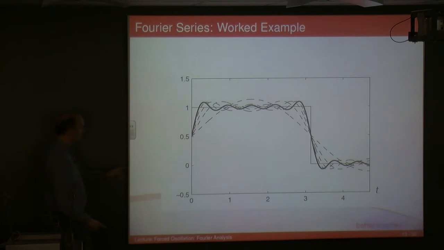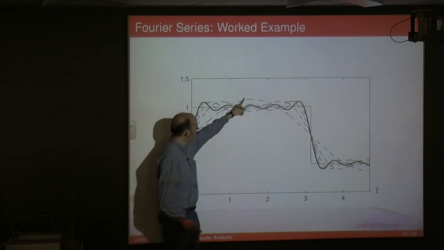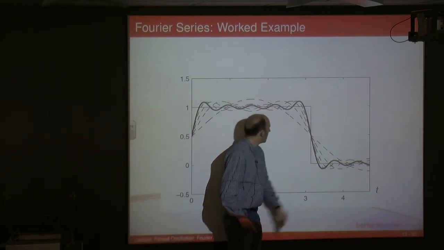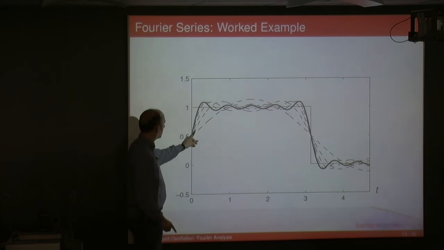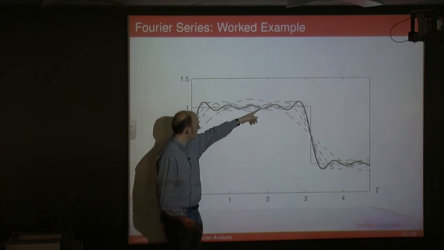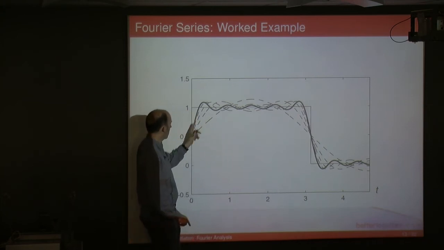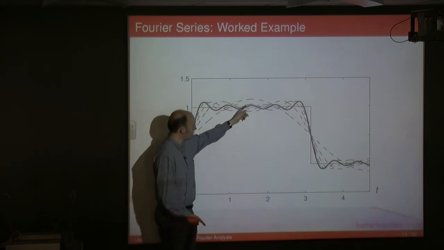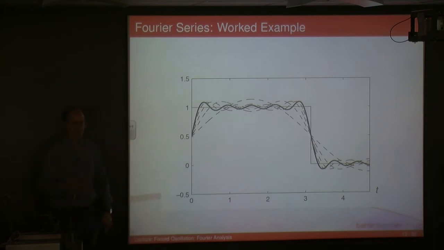You can see quite clearly that this dotted line here is just the sine of t. Then you add that to another sine term, you get slightly better, and so on and so on. And this solid line here is those 7 terms added together. And like I said, if you add more and more terms, it gets more and more accurate.